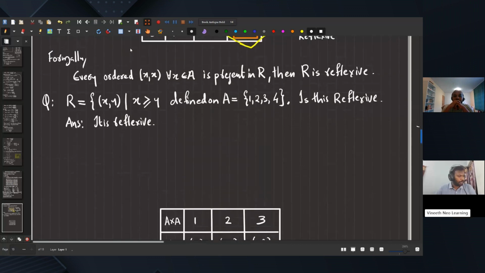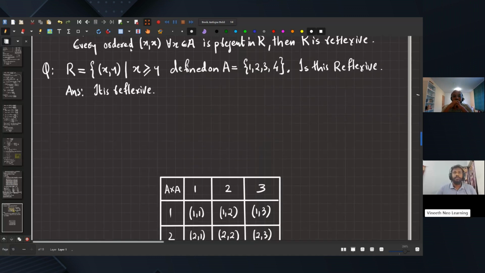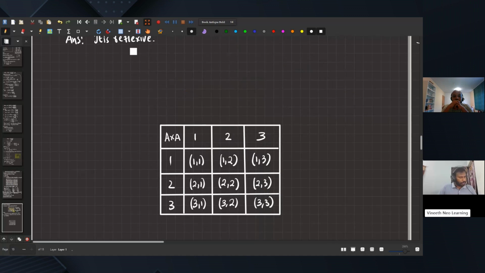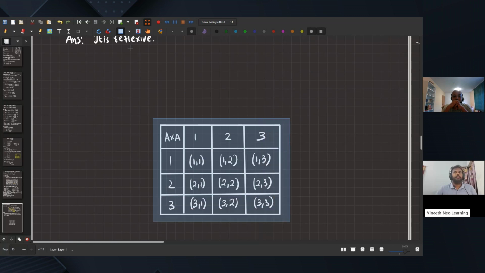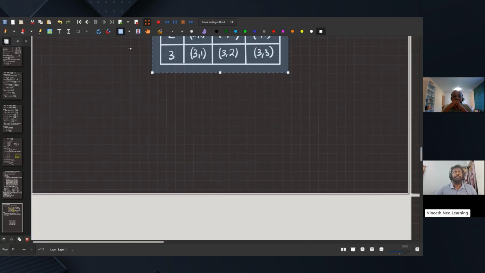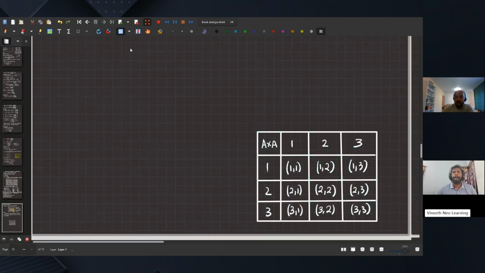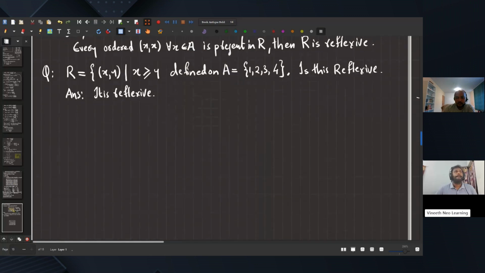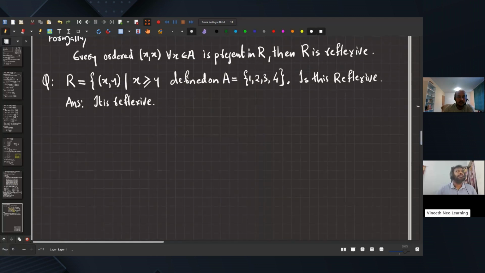Okay, let's move on to the next. We need this Cartesian product, that's why I made a copy. Let me place it here. Let's move on to the next idea, that is the symmetric relation.